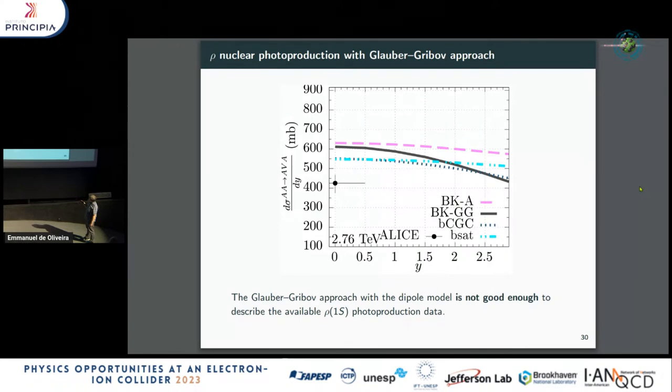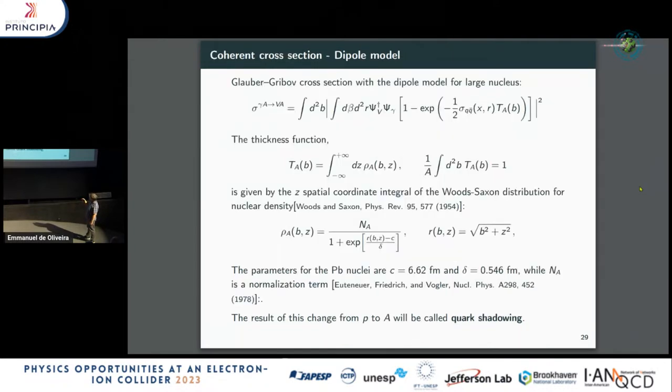And we have one data point. This is the case of rho. So it's nuclear photoproduction. And we don't get quite there. Okay, so it doesn't work. We cannot publish. The student doesn't finish the PhD. It's not good. So we have to work more here, maybe include more things. So just Glauber-Gribov is not good enough if done this way, okay?